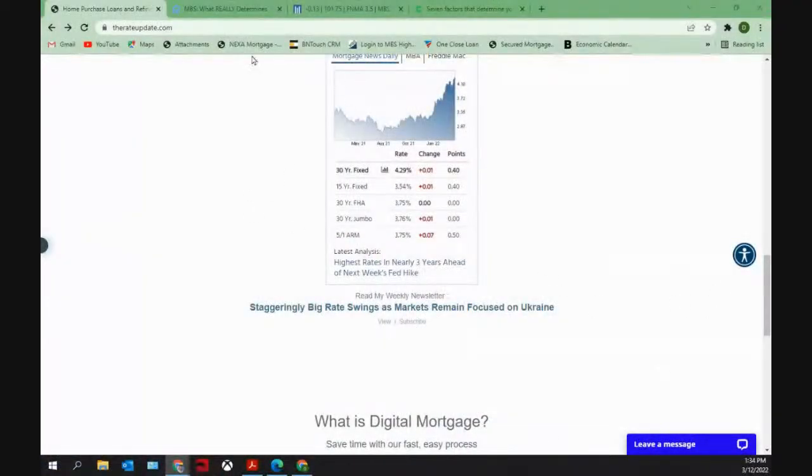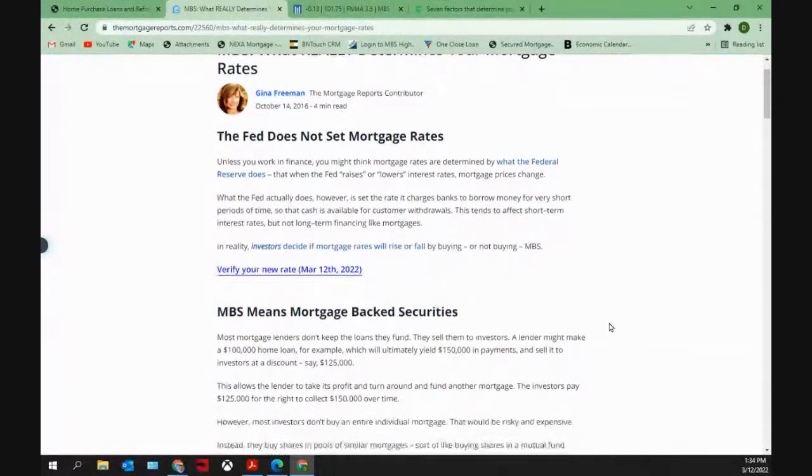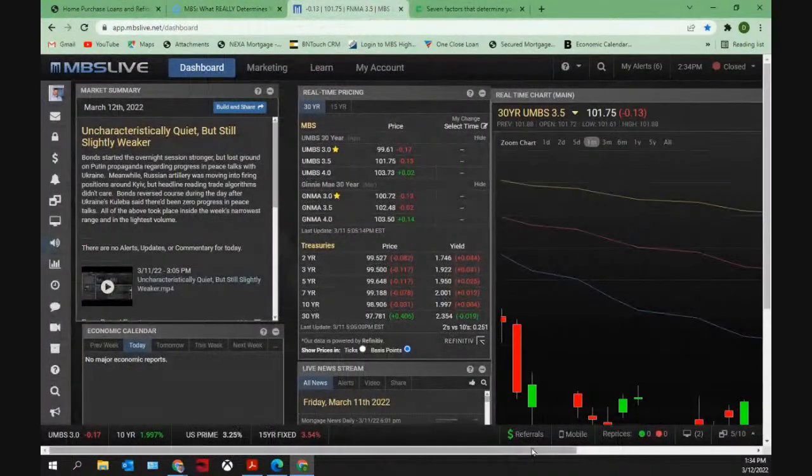Let's go here. The first thing is MBSs. You guys wonder, why do I go over MBSs every day? Well, the main reason is it's the biggest component of your mortgage rate. So there's a yield in the MBS market, and that's right up through here. I know it's little, and if you're on a different screen, you can zoom in, but we follow the MBS market.